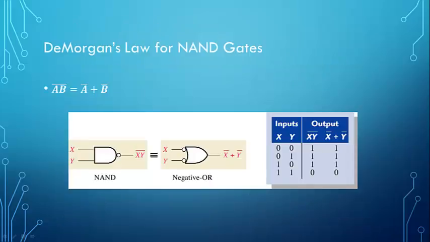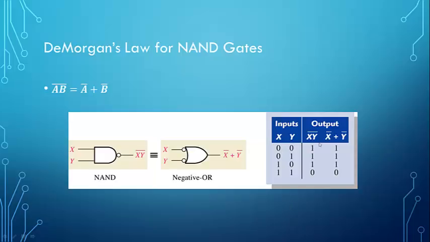So here we have our DeMorgan's law for NAND gates. And again, AB NANDed together is not equal to A naught ANDed with B naught, but rather AB NANDed together is equal to A naught ORed with B naught. Our NAND is equivalent to a negative OR. And we can see that looking at the truth table here.